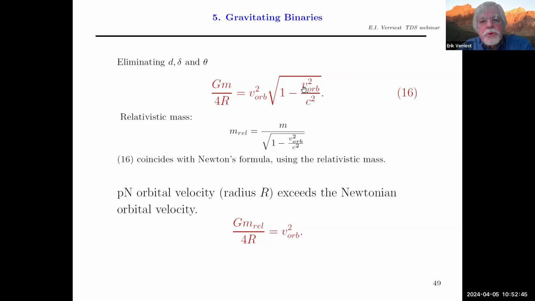But you see, if you put the square root on the left-hand side, then you get m over this square root. And this square root is just Einstein's beta factor. And so that means that m over this beta factor is the relativistic mass. It's always larger than the real mass. So the post-Newtonian orbital velocity exceeds the Newtonian velocity, but it's exactly the same formula if you replace the mass by the relativistic mass.